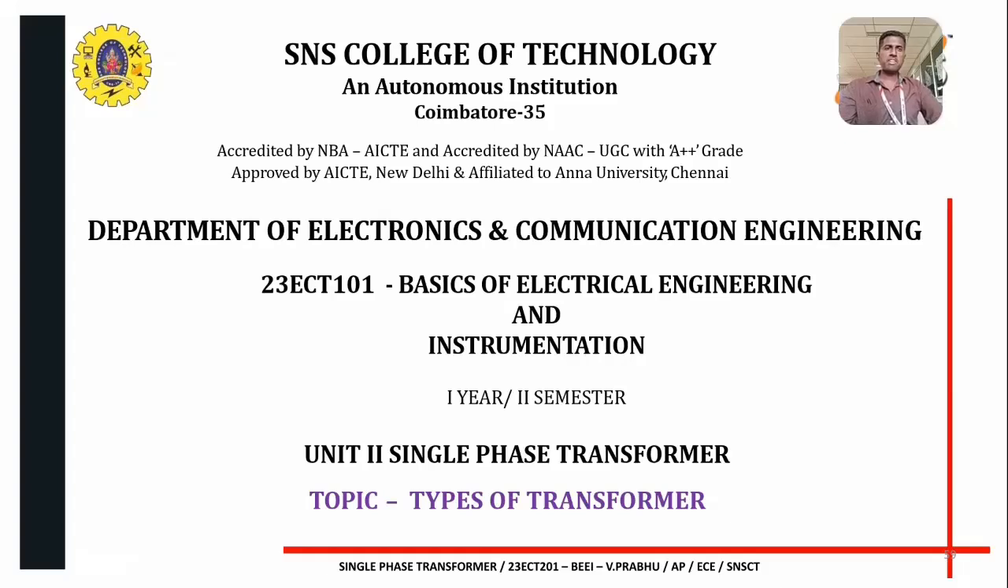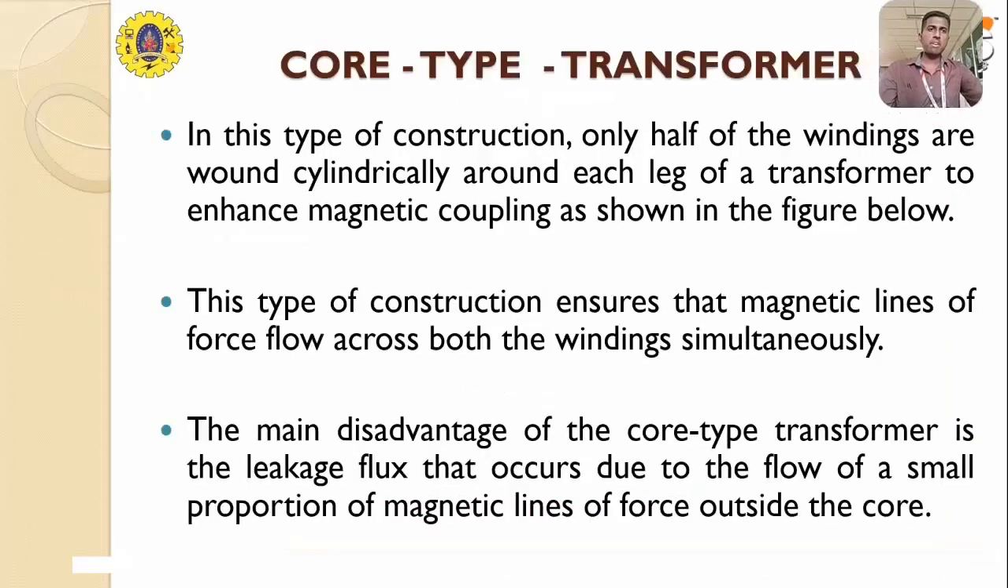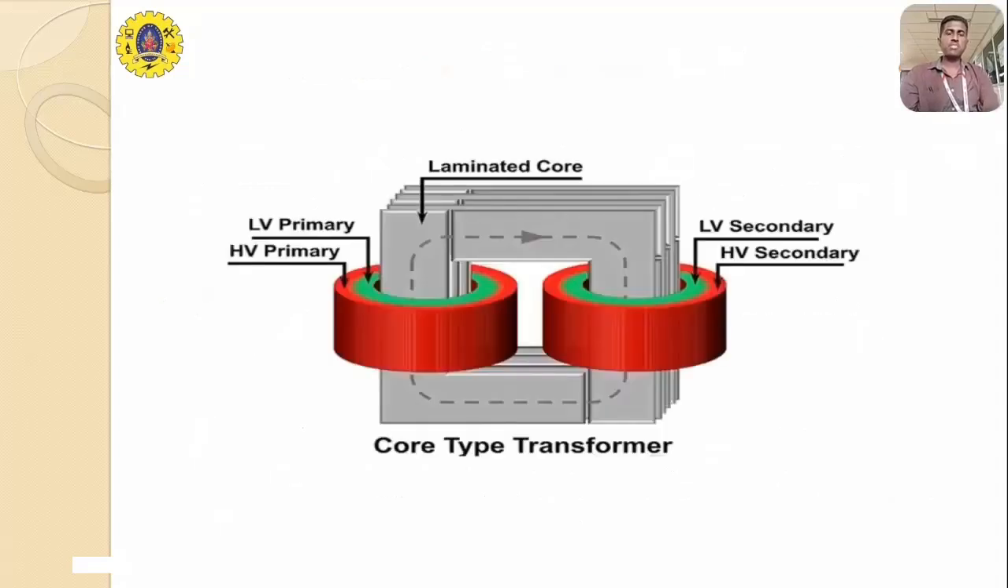So in the previous class we saw the step up and step down transformers. Apart from this, based on the construction, we can classify a transformer into shell type and core type transformer. So this is the construction of a core type transformer, similar to the one we saw in the previous lecture.